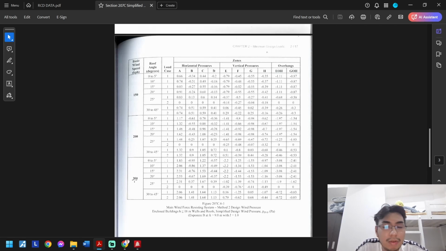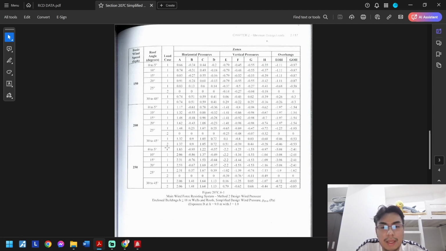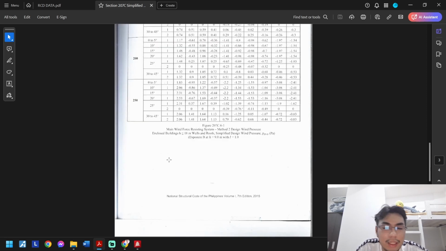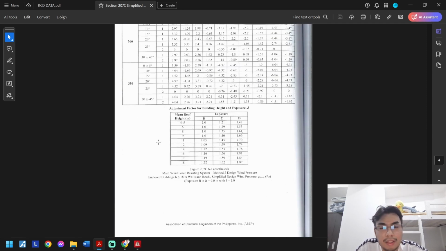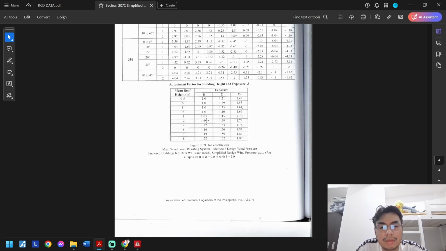For our project, since it is located in Kalumpit, Bulacan, the basic wind speed in there is 250 kilometers per hour. Then since we have opted for a flat roof, we have used 0 to 5 degrees. And we have used all of the necessary values for the building. Okay. So now here are the adjustment factors for the building height and exposure.